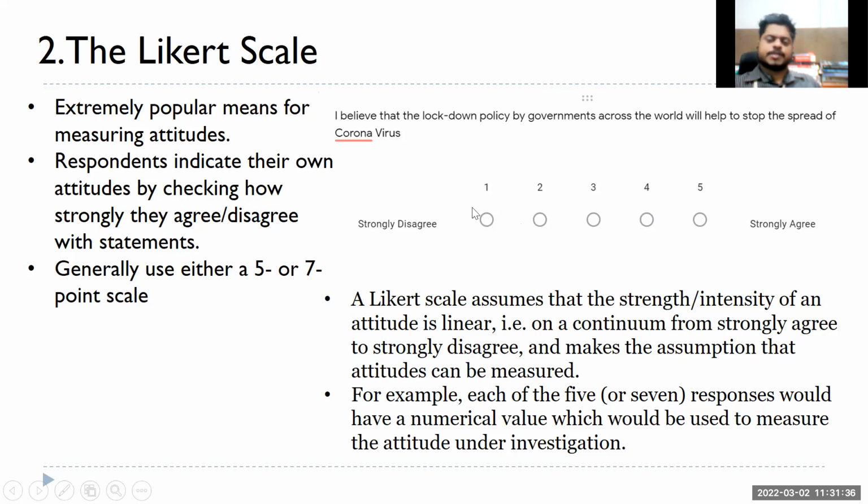If I strongly disagree that government policies were able to stop the spread of coronavirus, I'll put either strongly disagree or disagree. There is nothing between these two, right? So it is a continuum from strongly agree to strongly disagree, and it makes the assumption that attitude can be measured. And this is again a big if, right? If I say that I'm measuring in 1 to 5, that is my assumption, which might be completely different from what you believe in, right?